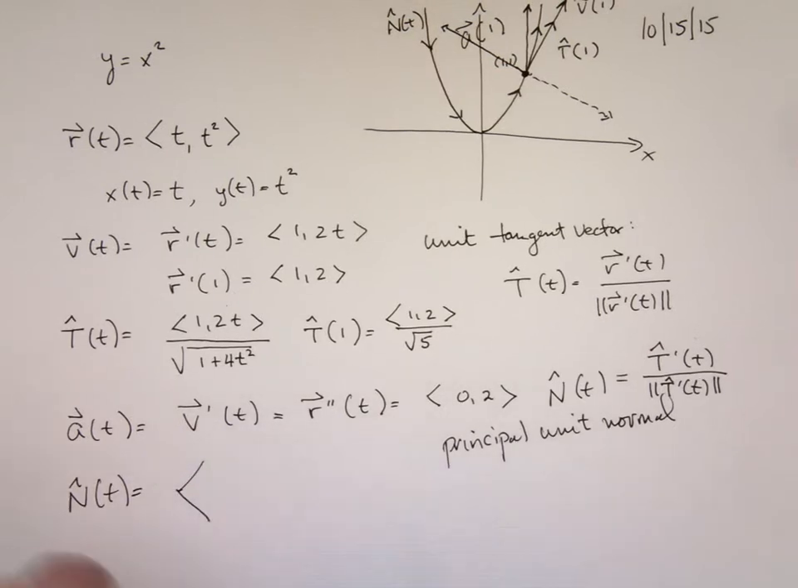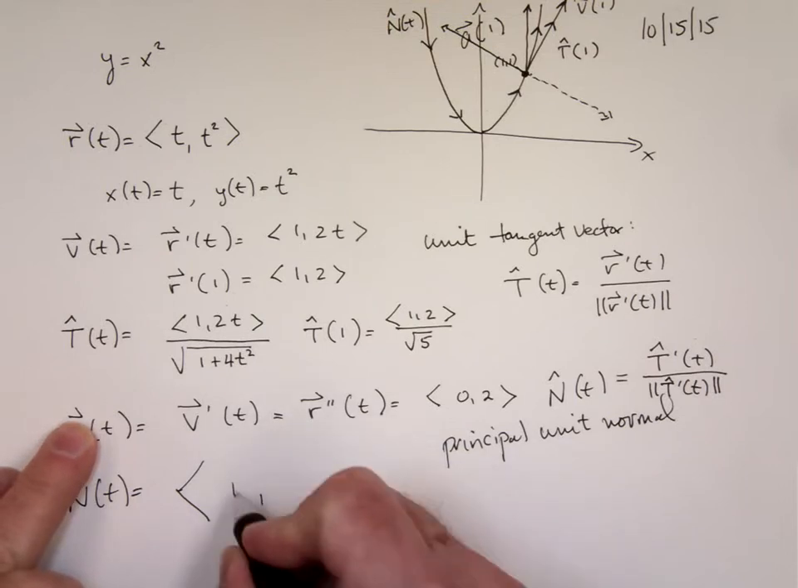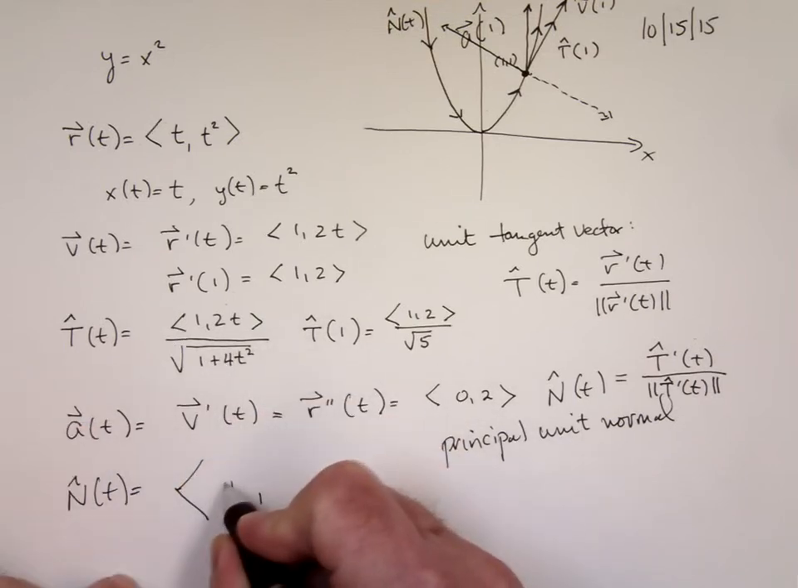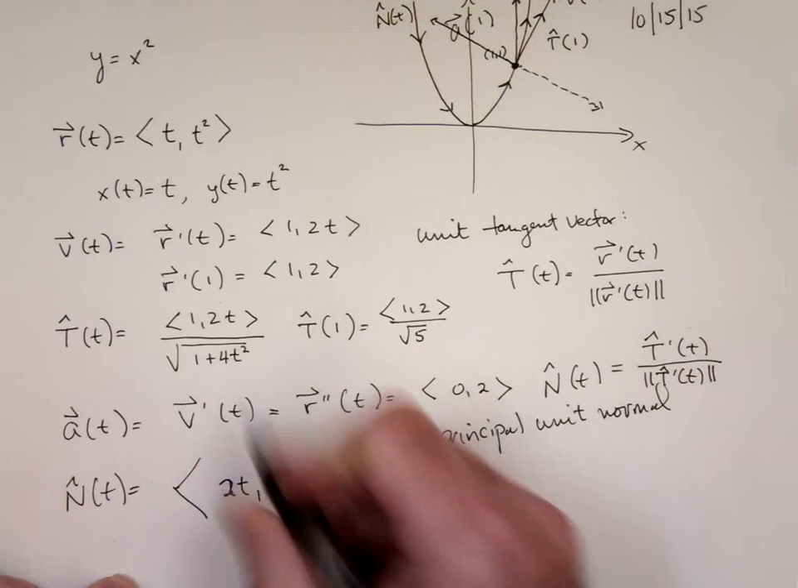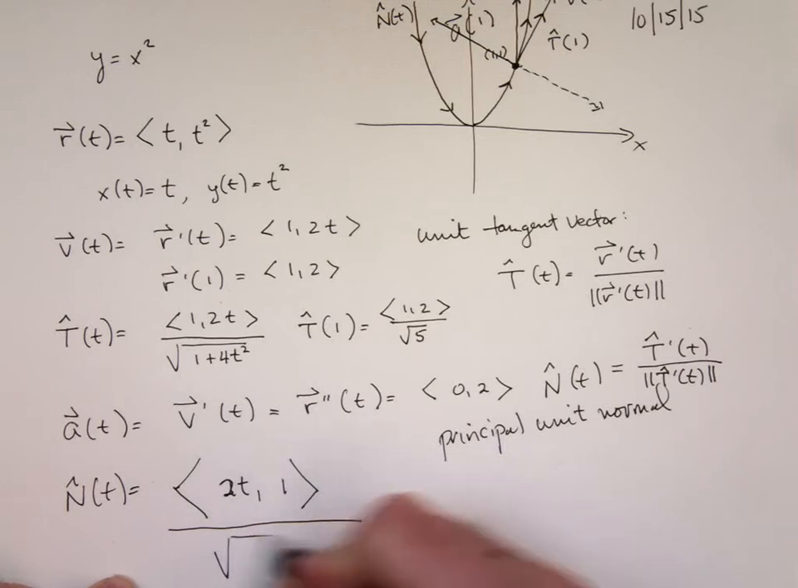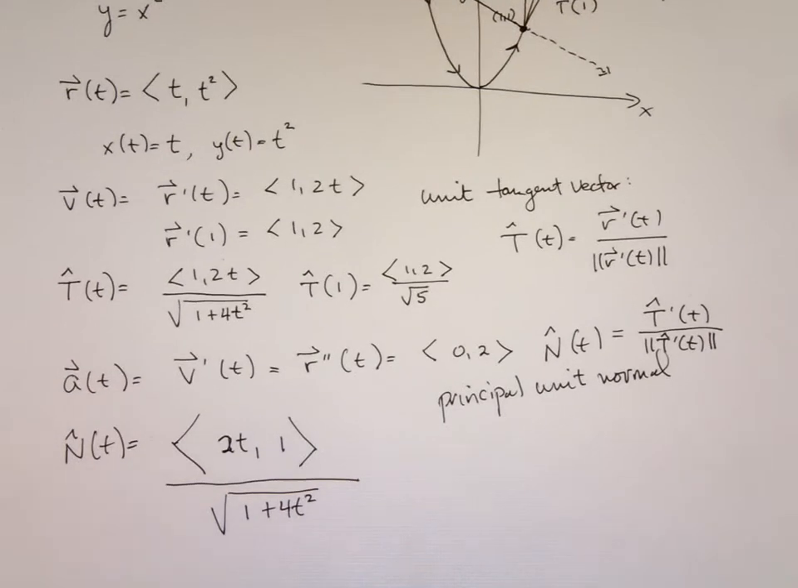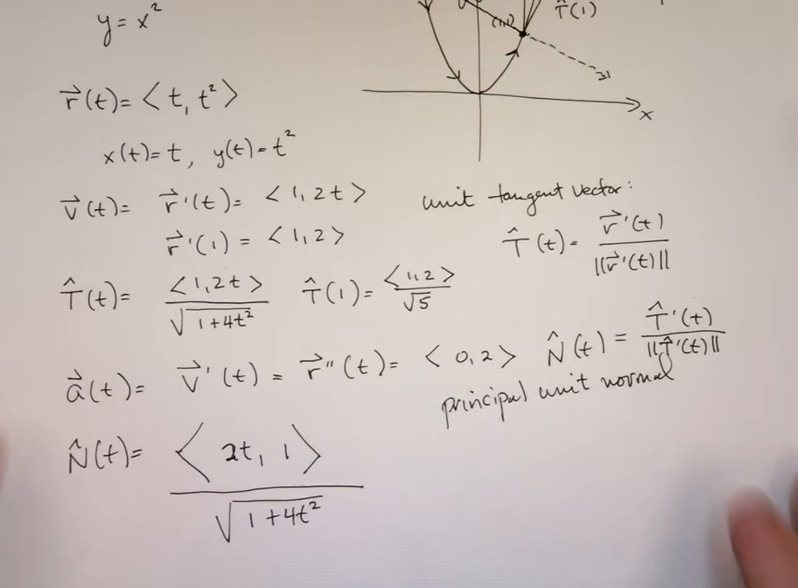All right, the little trick for this is to do the following. Here's what you do. You swap the components of the unit tangent vector. Swap these components, the 2t and the 1. I'm going to swap them. So this becomes 2t and a 1, divided by that scalar quantity here, that constant, or that magnitude.